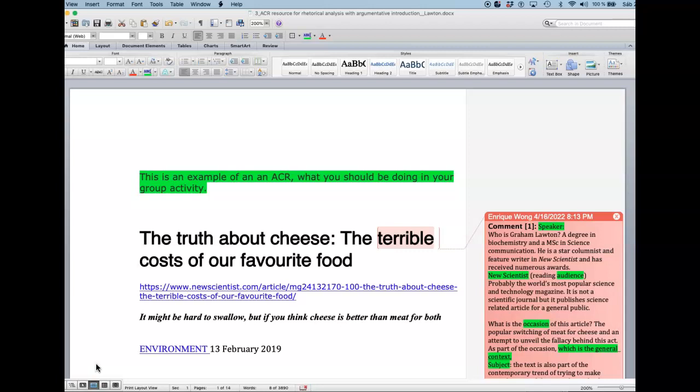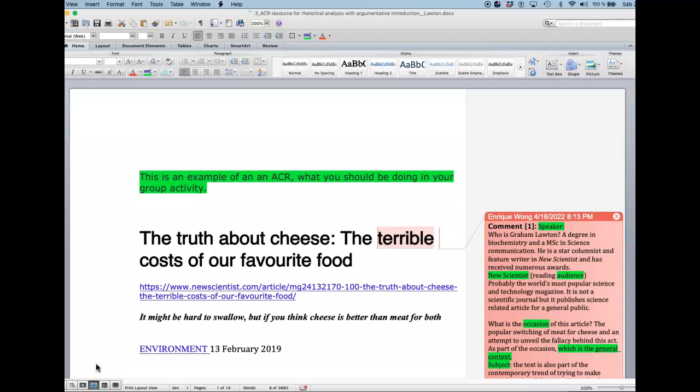And I selected this text by Lawton, one of the lead writers for New Scientist, and I think it is a great example, or a simple text that could serve as an example, for good rhetorical analysis.